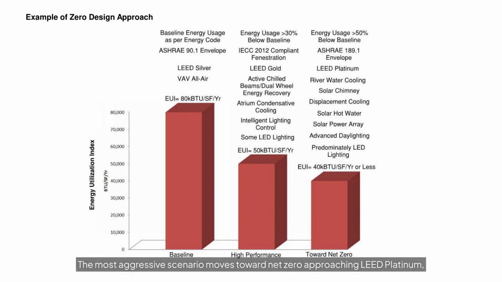The most aggressive scenario moves toward net zero, approaching LEED platinum, adding measures such as using river water for cooling, solar chimney ventilation, displacement cooling, solar hot water generation, a large solar PV array, and advanced daylighting design with all LED lighting, which might reduce EUI further to approximately 40 kilo-BTU per square foot. This indicates a reduction of over 50% from baseline.